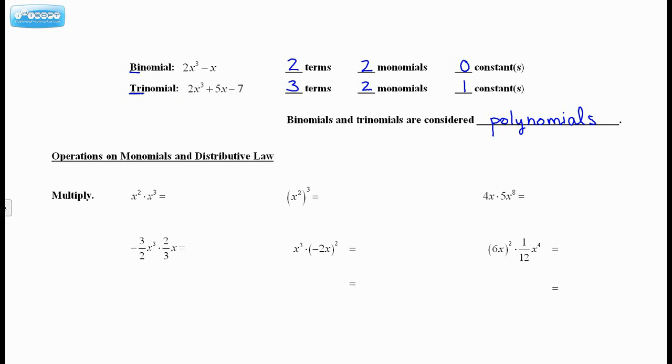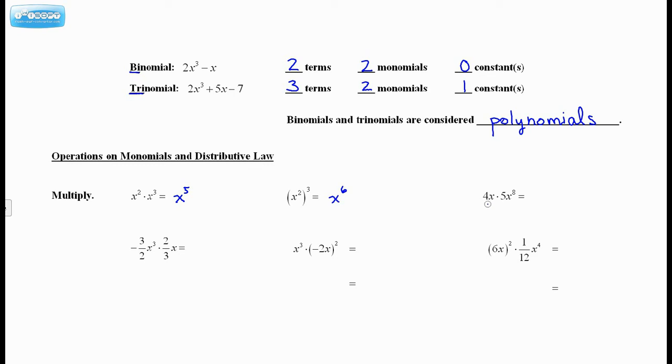Well, when you're working with monomials, sometimes you have to do things to them. For example, multiplying them. So you've done this kind of stuff before, but x squared times x cubed, this is multiplying 2 monomials together. Well, the bases are the same, so I get to add the exponents. So this is just x to the 5th. Pretty straightforward. x squared cubed. So this is a monomial, but it's being raised to the power of 3. In this instance, I get to multiply the exponents. So this would be x to the 6th.